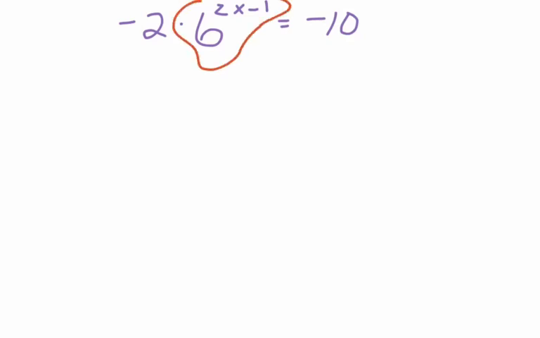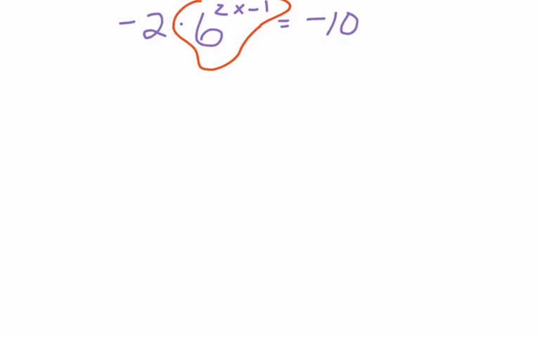Now, the second strategy was using a logarithm. So we're going to look at an example of that. If we have negative 2 times 6 to the 2x minus 1 is equal to negative 10. And we went through this in the last lesson. So your first step would be to isolate the exponential. And you want to recognize that the exponential here is 6 to the 2x minus 1. You do not want to do negative 2 times 6 because that is an order of operations mistake. You can't do multiplication until you deal with the exponent. You have to deal with that 2x minus 1 first.